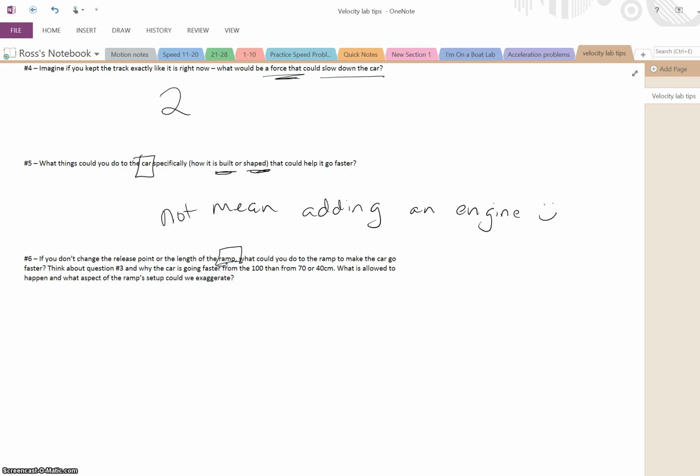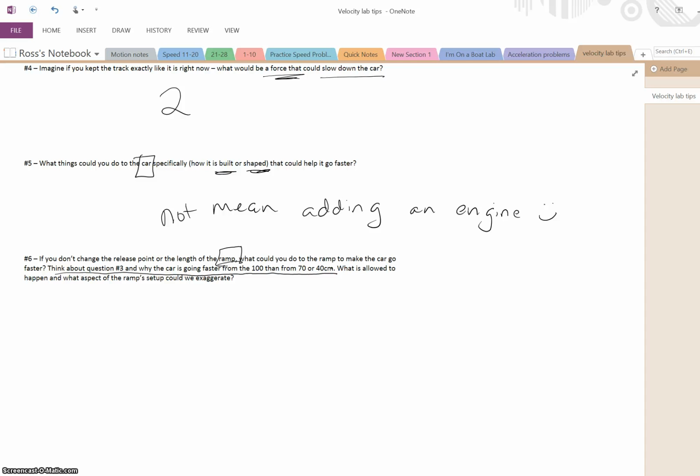So think about what you said in question 3 and why the car is going faster from the 100 centimeter release point than from the 70 or the 40 centimeter release point. What are we allowing to happen at the 100 centimeter release point that doesn't happen as much from the 70 or 40? And how could we make that occur more? How could we speed up this process? What is allowed to happen and what aspect of the ramp setup could we exaggerate, right?